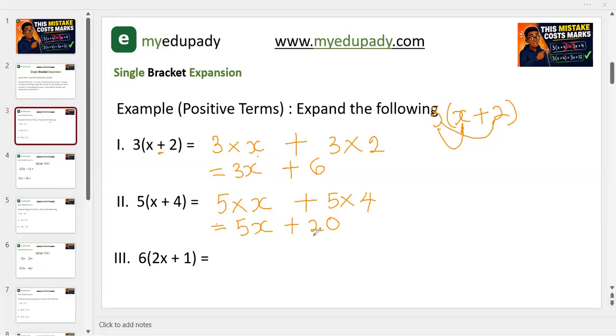Now, take a third example in order to buttress what we are trying to say. So we have 6 into bracket 2x plus 1. We are doing the same thing. 6 multiplied by 2x, add 6 multiplied by 1. So 6 multiplied by 2x will give us what? That will be 12x. Because 6 times 2 is 12. Then multiplied by x, that gives 12x. Then 6 times 1 gives 6. Hence, the result to that expansion is 12x plus 6. I hope you understood what we've done here. Now let's take some work to do.